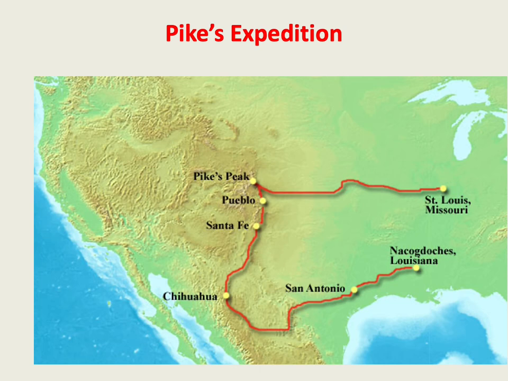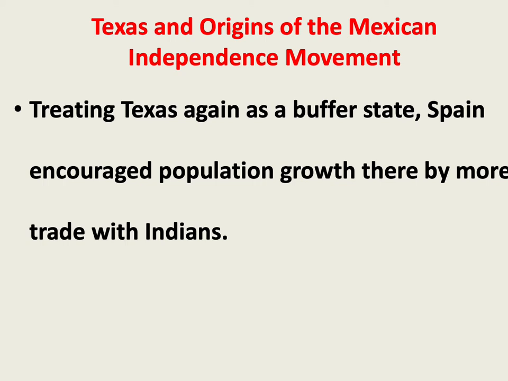So now we're talking about the Age of Revolutions. We talked about the American Revolution, the French Revolution. And now we're going to mention the Mexican Revolution. This is a revolution internal in Mexico that led to the independence of Mexico in 1821.